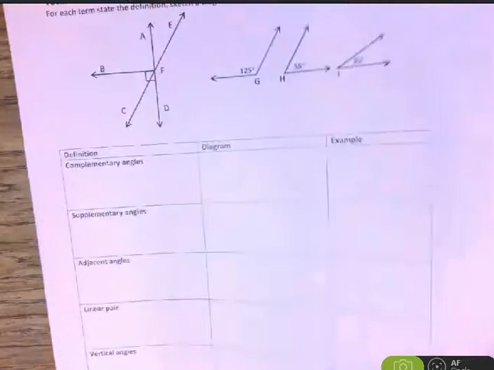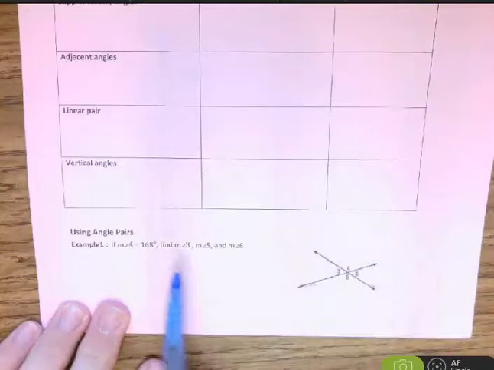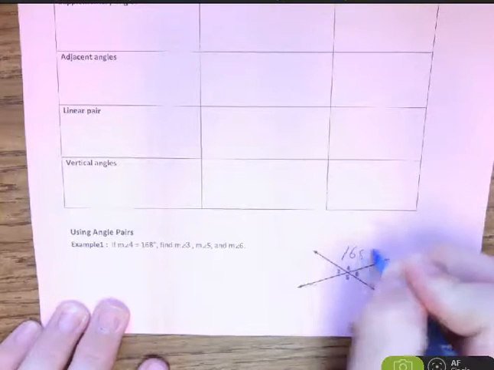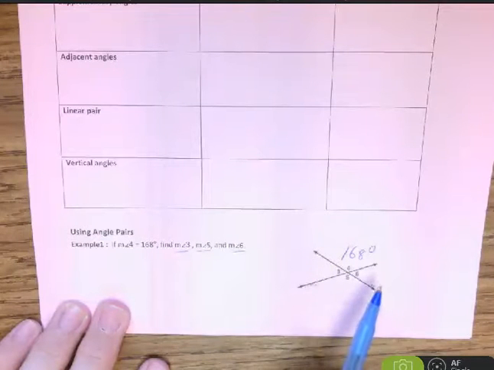So if you go to the bottom of the first page here, there was an example for using the angle pairs. They're giving you one angle here. The measure of angle 4 is 168 degrees, and they want us to figure out what angles 3, 5, and 6 would have to be. So have your definitions handy, put them right next to you as you go through, and just look for anything in this picture that kind of gives away where to go.